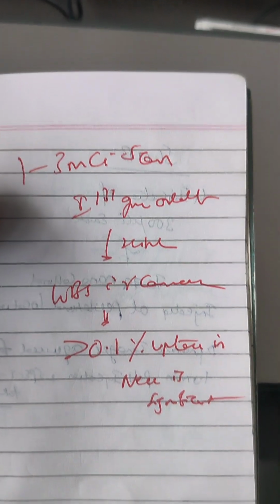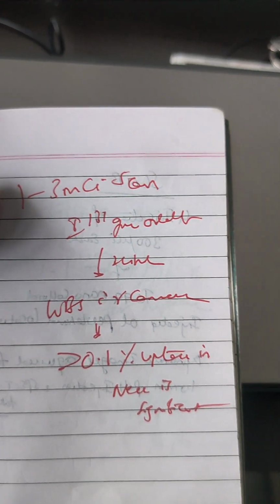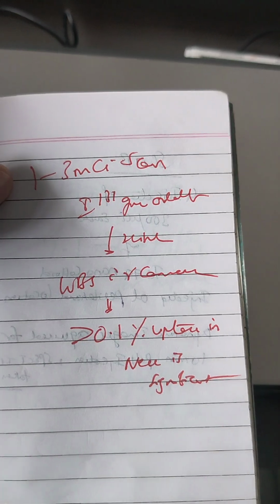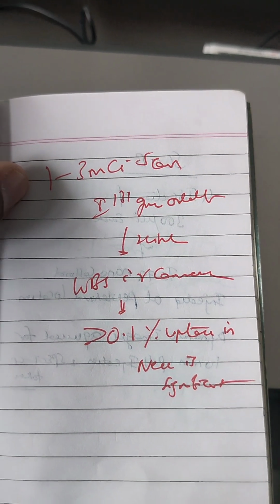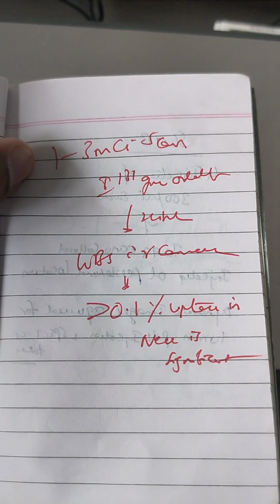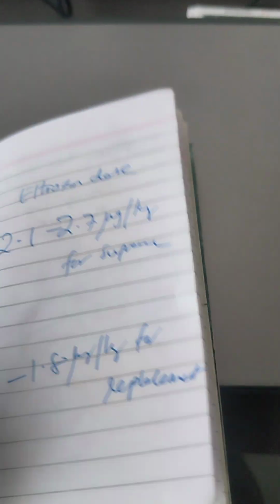Iodine low dose scan is a 1 to 3 millicurie scan with iodine 131 given. After that you wait for 24 hours and take a whole body scan with gamma camera. If there is greater than 0.1% uptake in the neck, it is considered significant.